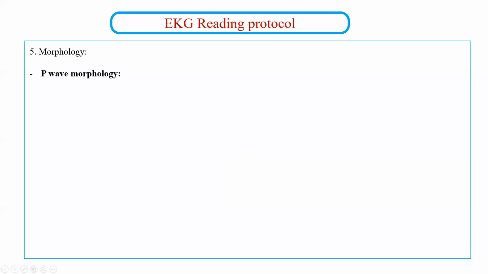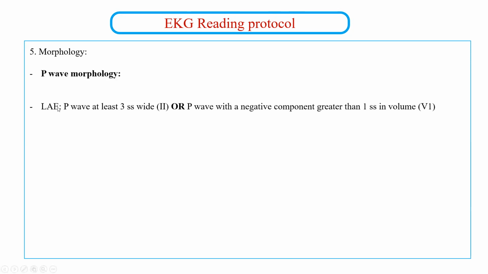Now we go to the morphology. In morphology, you have to determine the P wave morphology and the QRS complex morphology, and these are the most important things. Let's talk about them. For the P wave morphology, we are concerned about two things: left atrial enlargement and right atrial enlargement. So in the fifth section, you look at the morphology of the waves.